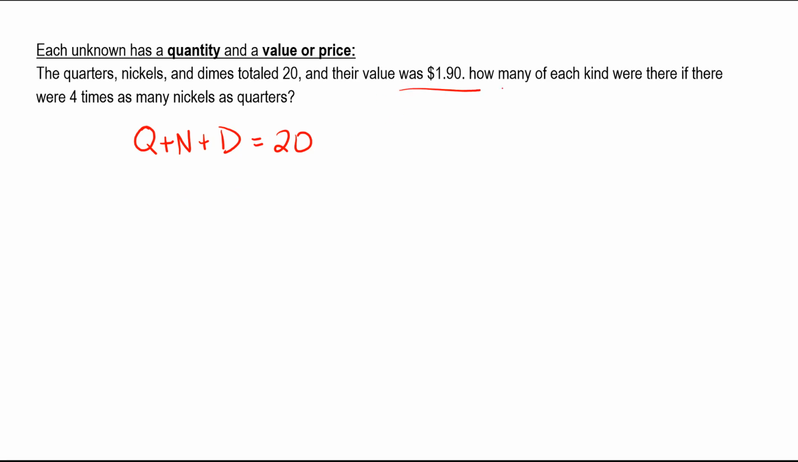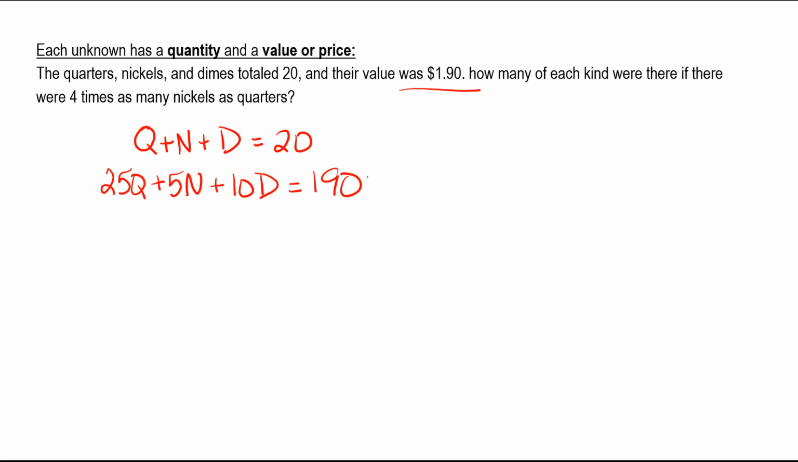Their value is $1.90, so now we're going to write an equation about their value. And we're not going to use decimals, we'll just use cents as numbers. We'll say 190 cents, that way we don't have to deal with all those decimals. So each quarter is worth 25 cents, so 25Q is the value, and then each nickel is worth 5, so 5N is the value of the nickels, and then each dime is worth 10, so 10D is the value of the dimes, and that should all add up to 190 cents.